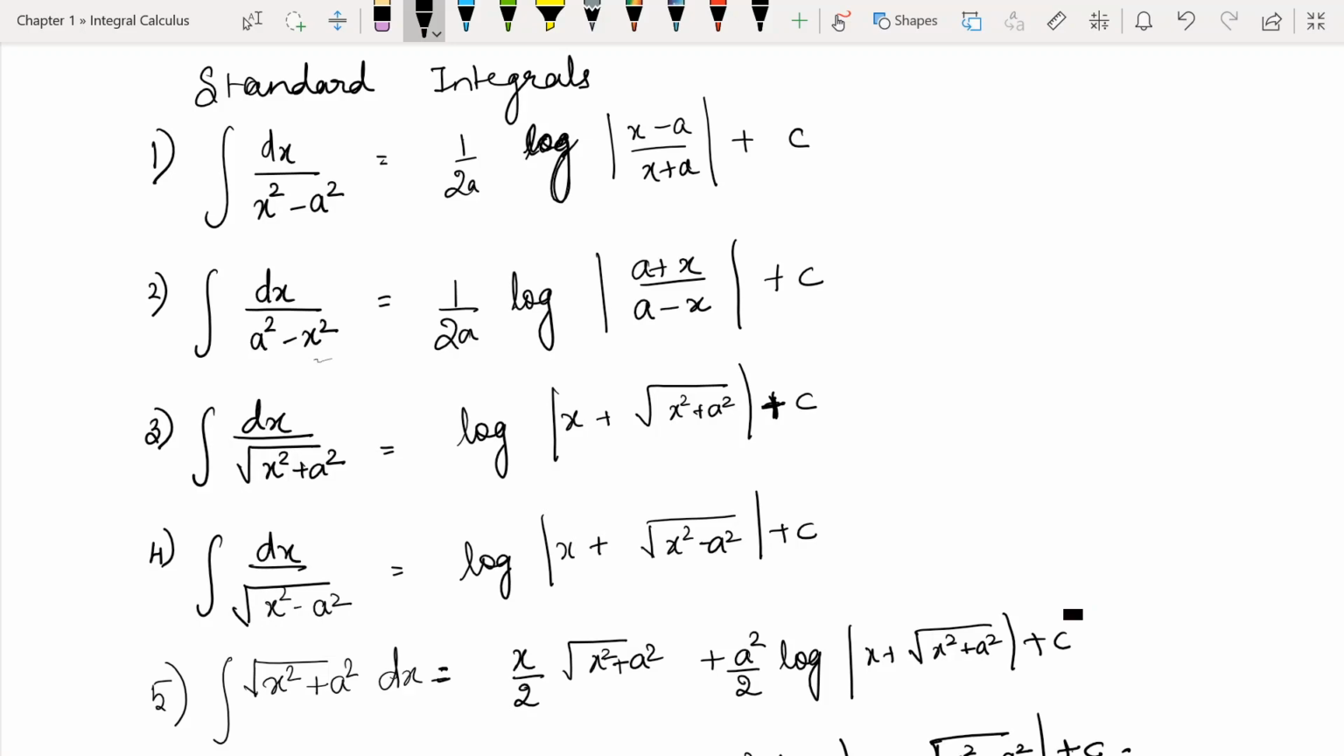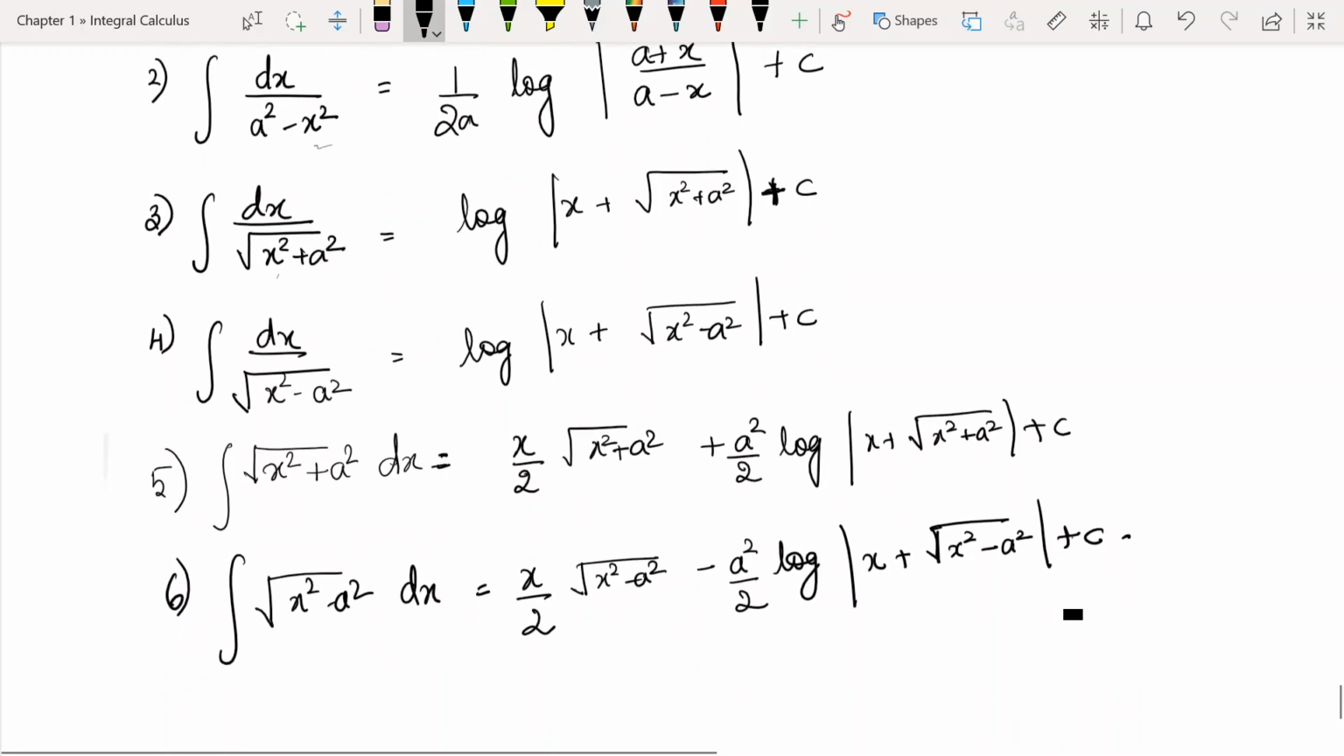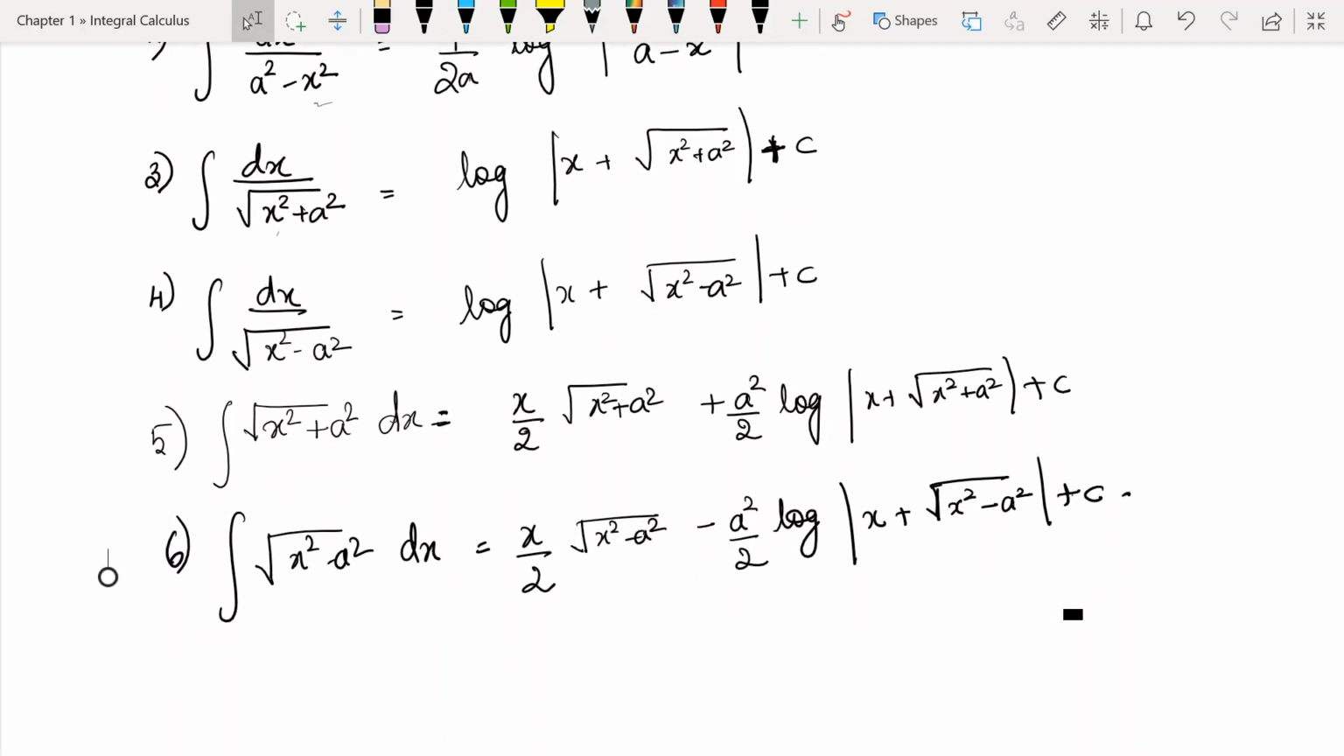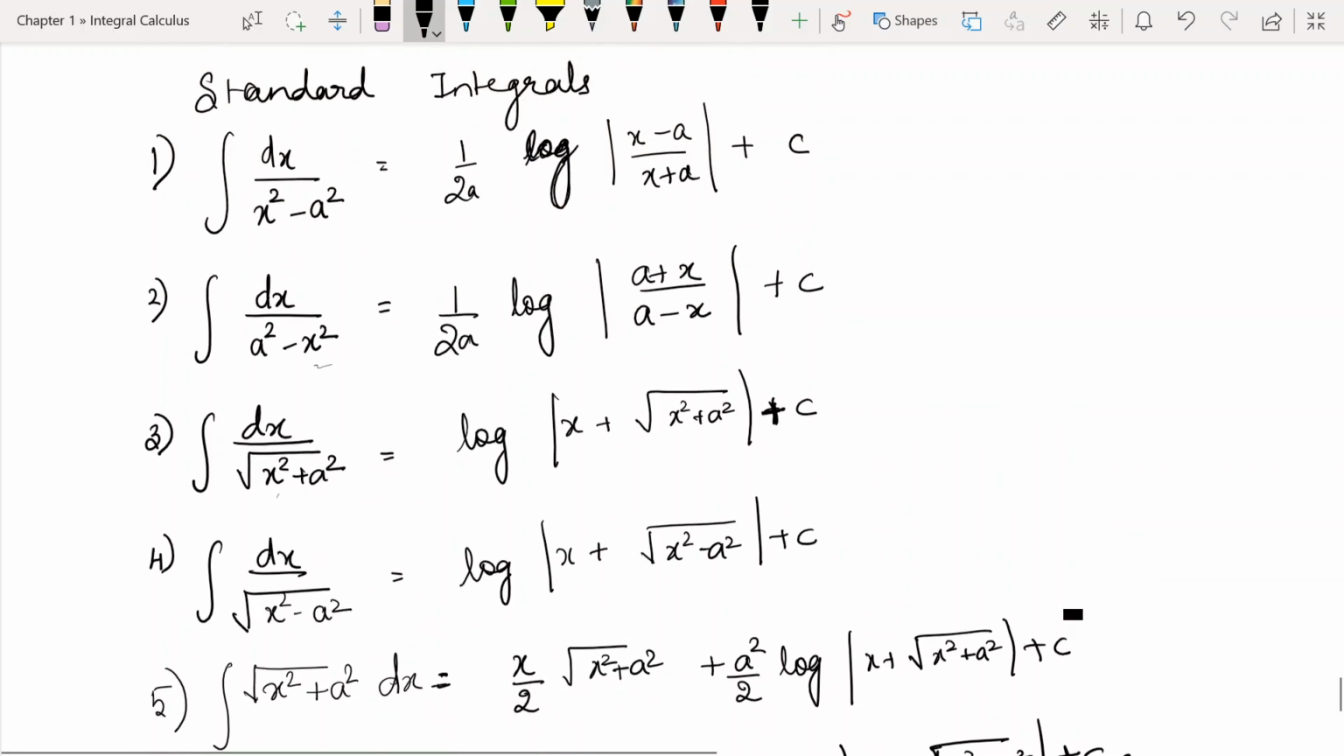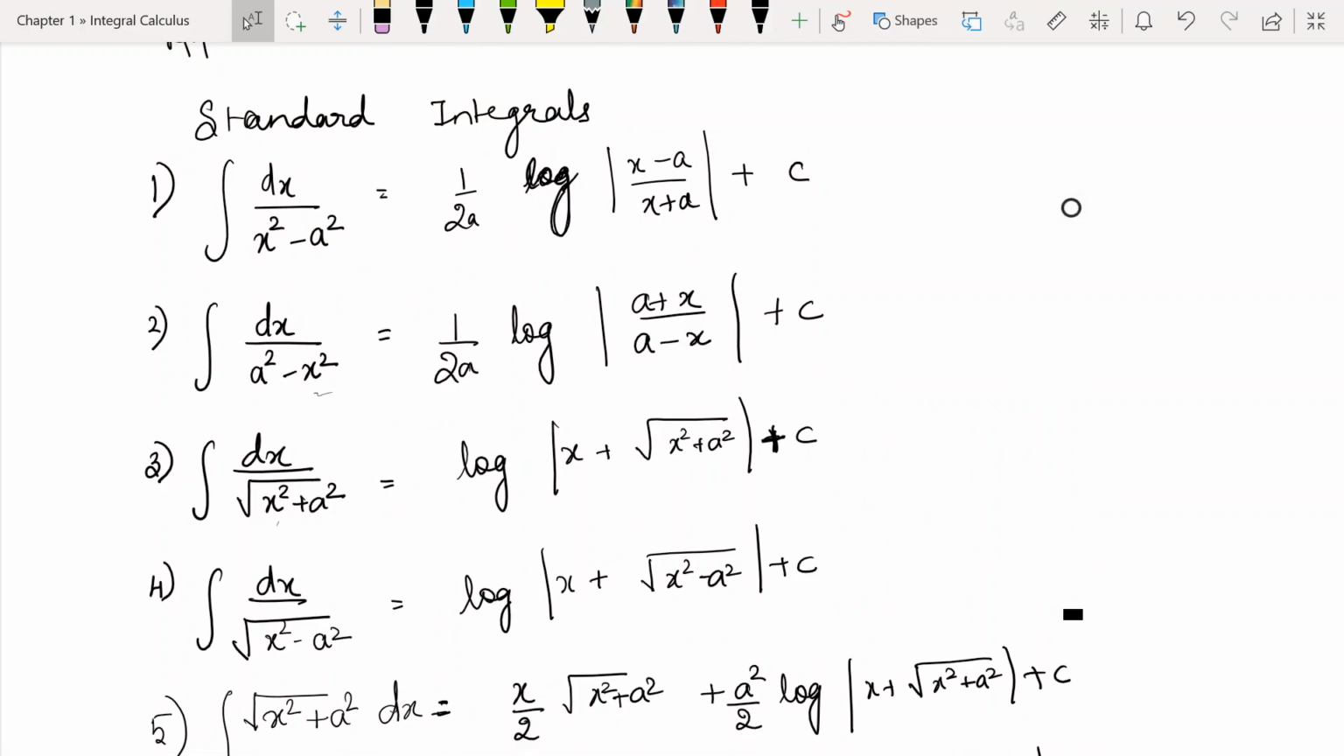In the third one, we have dx divided by root of x square plus a square, and in the fourth one we have root of x square minus a square in the division. Now the fifth and the sixth are without division. We have x square plus a square in the fifth one, and x square minus a square in the sixth. So what are the formulas? We have to just look at the similarity between these formulas.